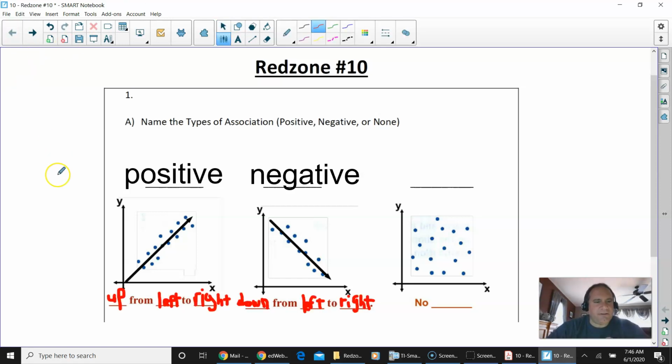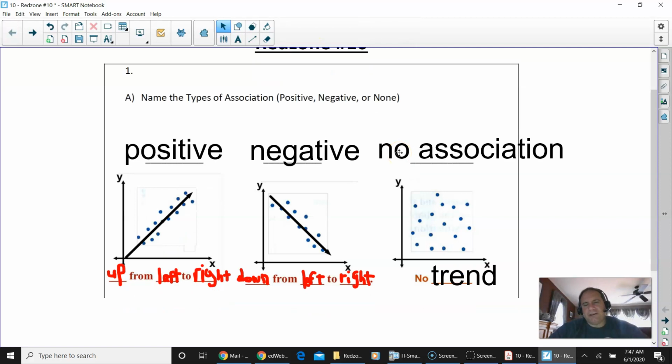Just like that, just fill in up from left to right for the positive and down from left to right for the negative. This one, you can't draw a trend line up, you can't draw a trend line down, so we say that this has no association. And no association and no trend. Put that on the bottom right there.